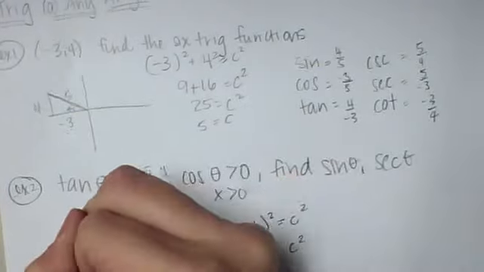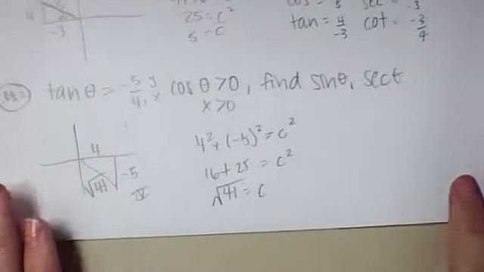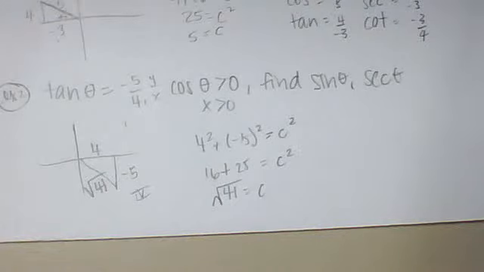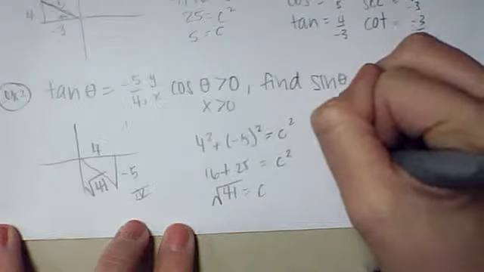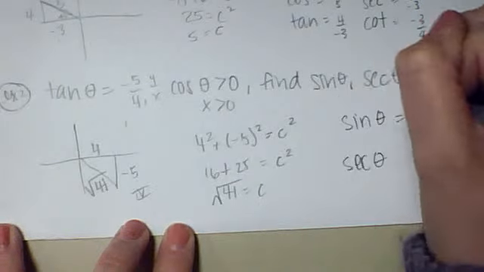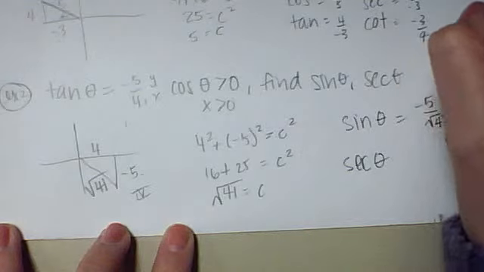And so my third side is the square root of 41. Now, if that one is something that can be reduced or simplified, you'll need to do that. In this case, it can't be because 41 is a prime number. Now that we have all 3 sides, we can find our sine and our secant. Sine is opposite over hypotenuse, which is -5 over the square root of 41.